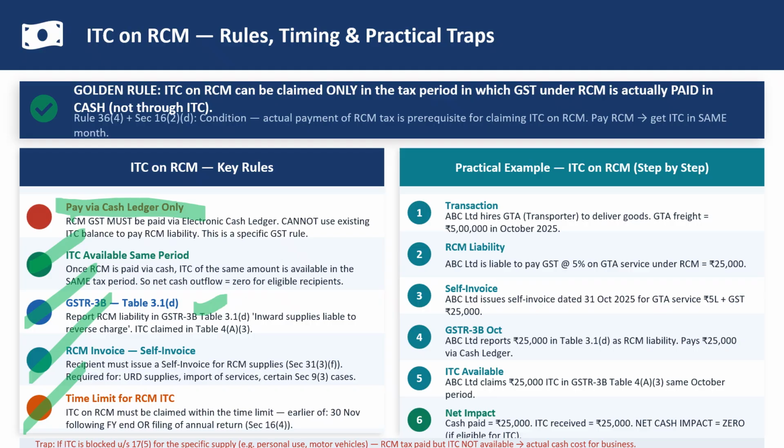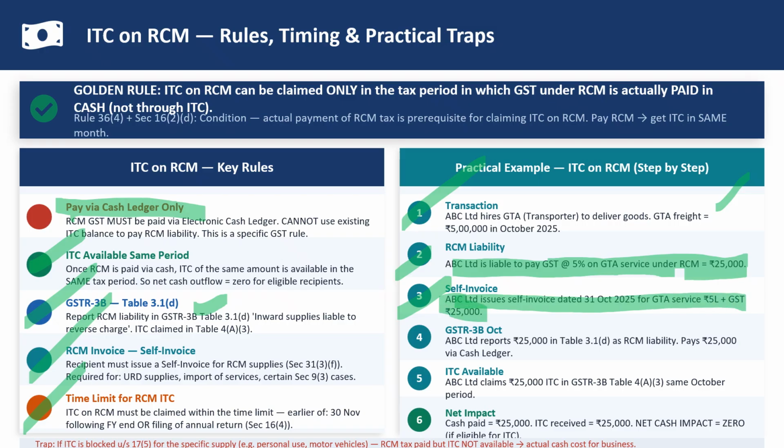See the practical example. Say suppose ABC hires one goods transport agency to deliver goods. The GTA freight is 5 lakhs. Suppose this GTA didn't opt for the forward mechanism. Then ABC Limited has to pay GST at 5% on the freight charges. That amount is 25,000. This has to be done with a self invoice first, and because the service is in October, by 31st October we need to give the self invoice, and we need to pay that 25,000 to the government, because the GST is 5% on it.